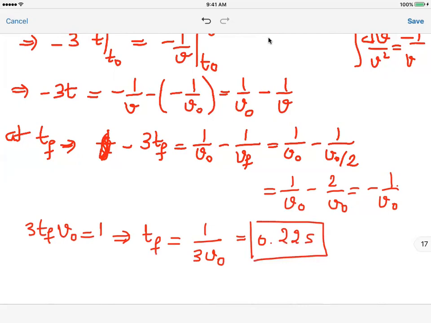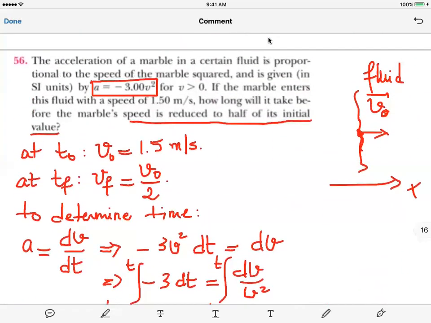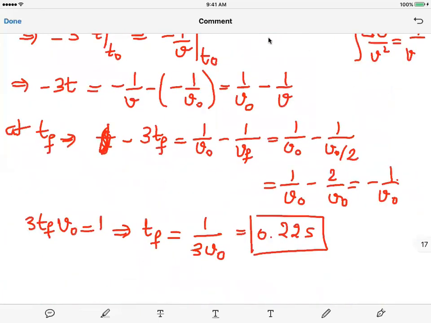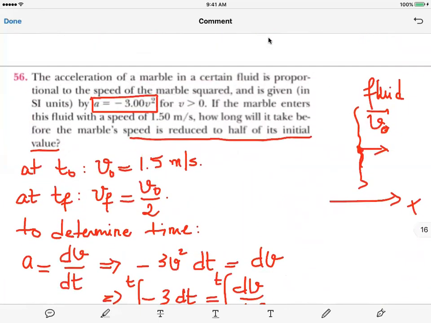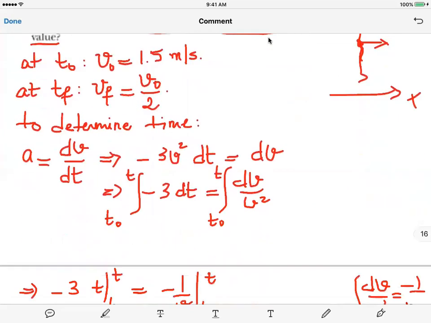So actually, if this object enters the fluid that opposes its motion in such a way that the acceleration of the object is proportional to v squared, with minus 3 as the coefficient of proportionality, it takes the marble 0.22 seconds to reduce its speed by half. That is quite a lot if you just enter a medium, and this medium only needs fractions of a second to reduce your speed. That means that this fluid is quite efficient.